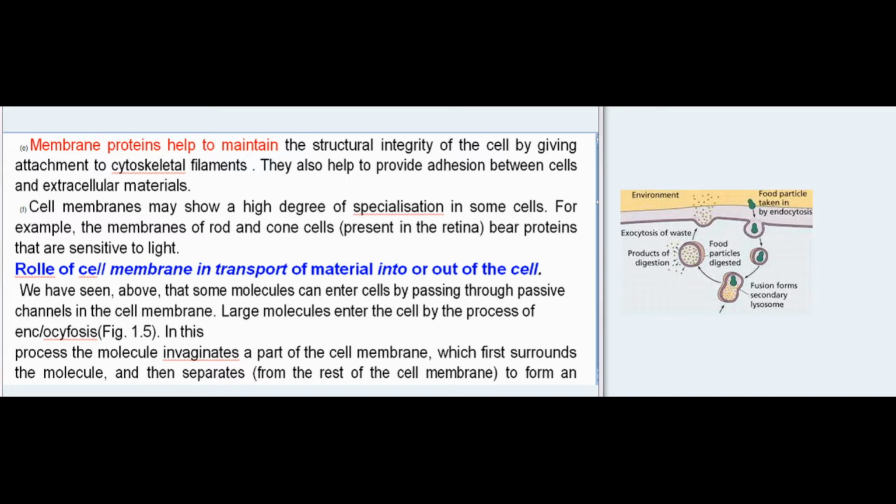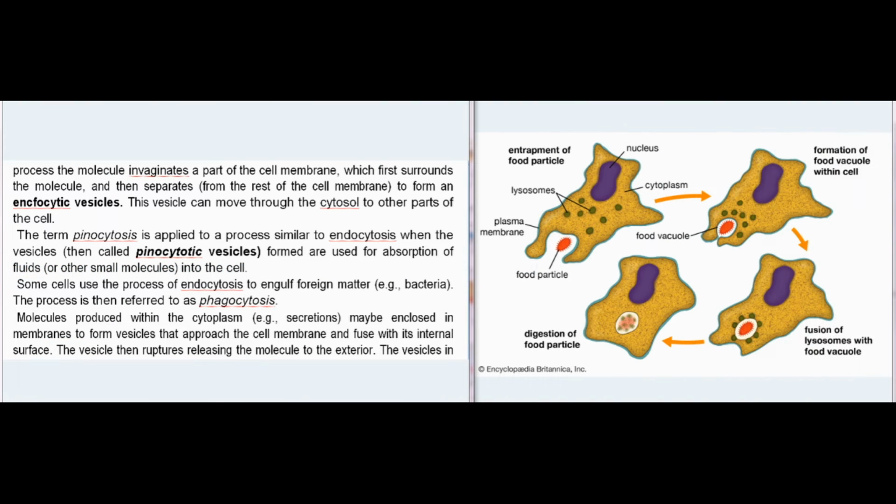We have seen, above, that some molecules can enter cells by passing through passive channels in the cell membrane. Large molecules enter the cell by the process of endocytosis, Fig 1.5. In this process, the molecule invaginates a part of the cell membrane, which first surrounds the molecule, and then separates from the rest of the cell membrane, to form an endocytic vesicle.